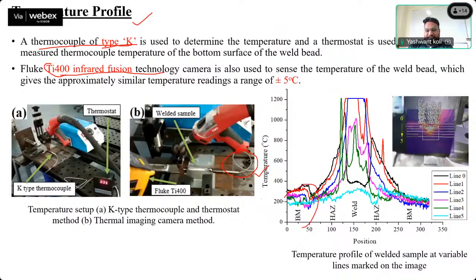This is the base metal, this is the heat affected zone, this is the weld. At the central value of the weld, you can see the highest temperature, then the heat affected zone and base metal. So you can see the temperature profile, and almost plus minus 5 degrees temperature difference is there between the two processes, thermocouple and thermal imaging camera. This is the main difference, only plus minus 5 degrees. So we can adopt these sensors, sensor integration and thermal imaging camera.